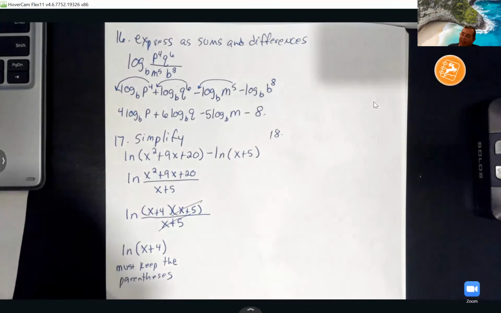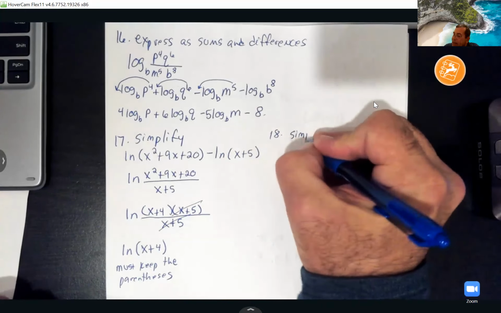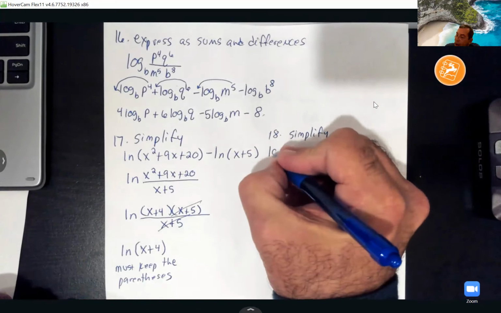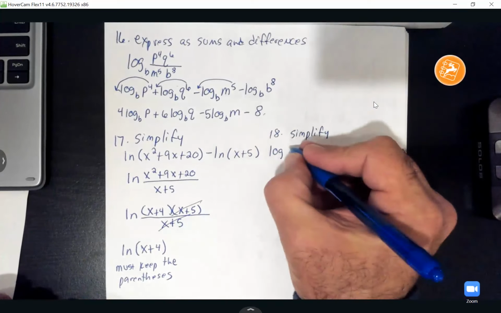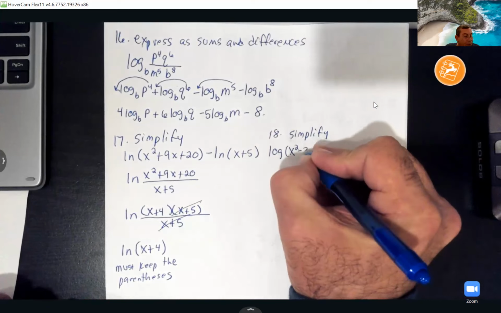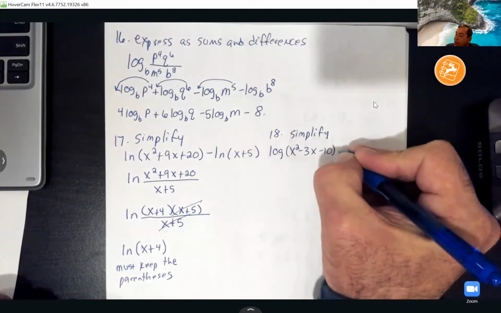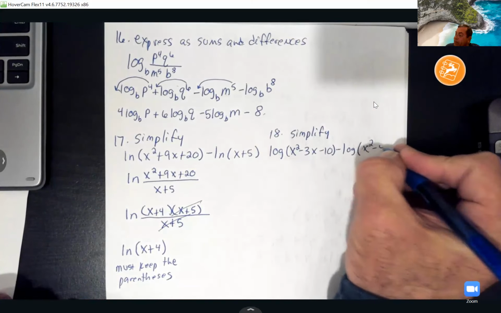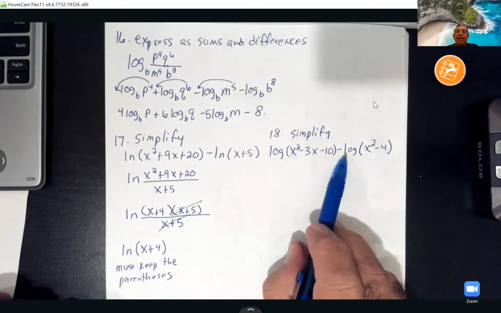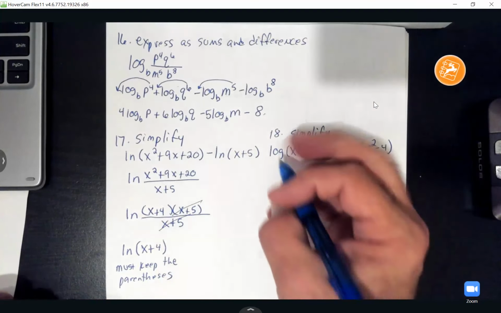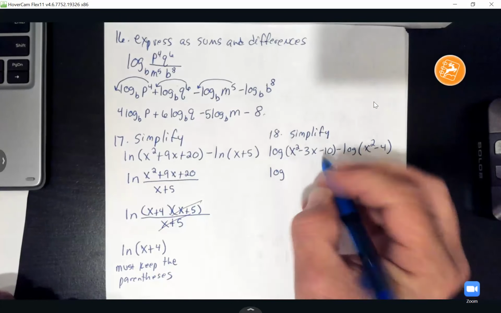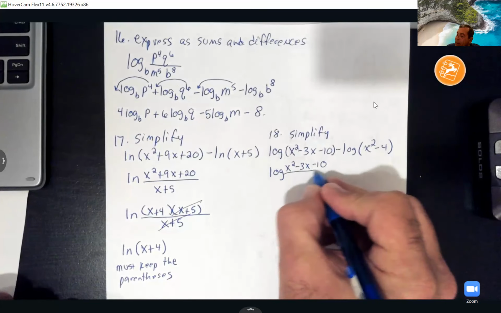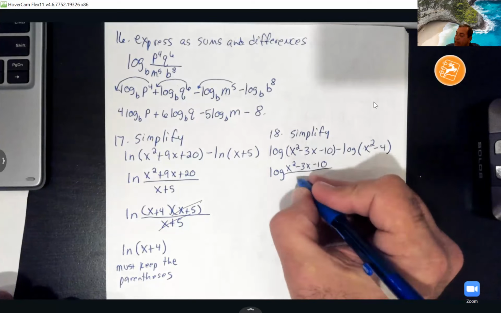All right, 18, simplify again. So 17 and 18 is where you're going to do a lot of factoring. Now this one has log of x squared minus 3x minus 10 minus the log of x squared minus 4. So once again, you're going to write it as a single log, just like this one. So bring out your log. The x squared minus 3x minus 10 will be on top. On bottom will be the x squared minus 4.